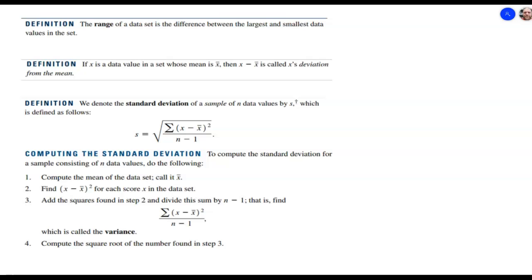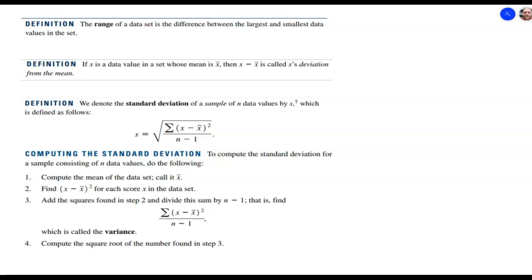This is on measures of dispersion, and specifically we're going to be looking at how to calculate the standard deviation of a set. Let's talk a little bit about what a standard deviation is. A standard deviation is basically the average distance that values in a data set are away from its mean.